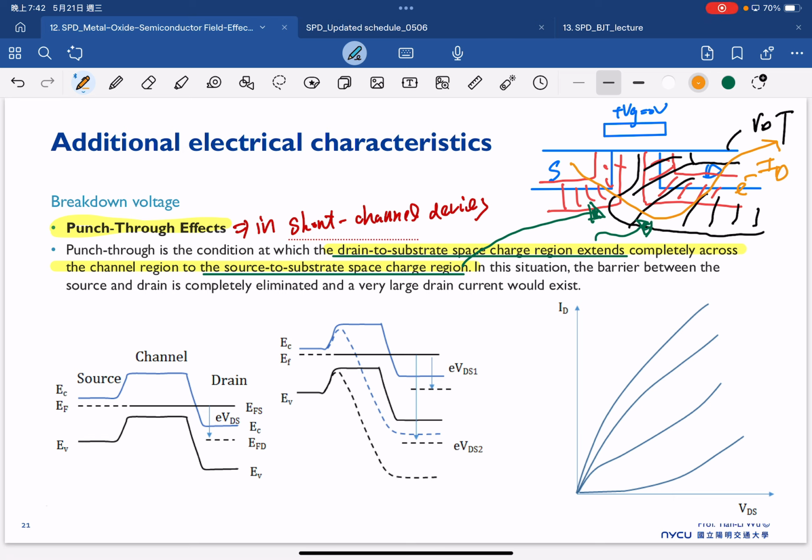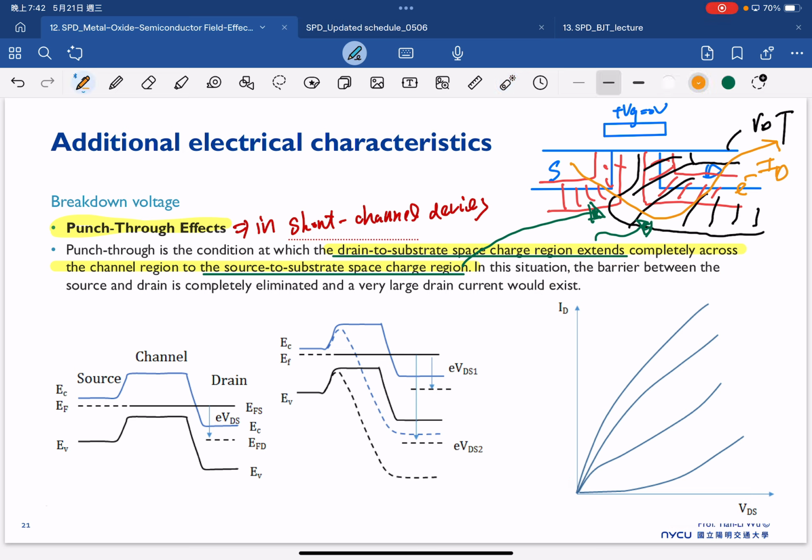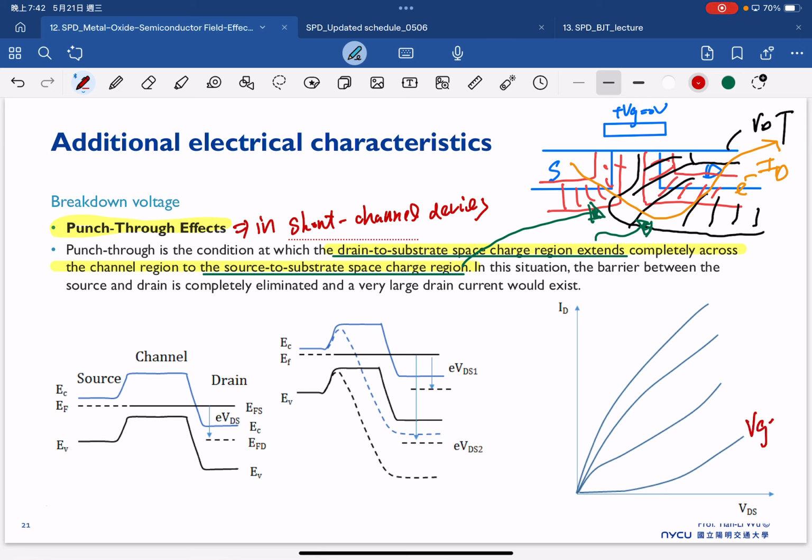Why do we call it punch-through? Because the depletion region punches through to the source side. So that's why we call it punch-through. And this issue is very serious in the case of short channel devices. So normally this will cause a characteristic like the one shown here. First of all, at Vg equal to 0, very high leakage current.